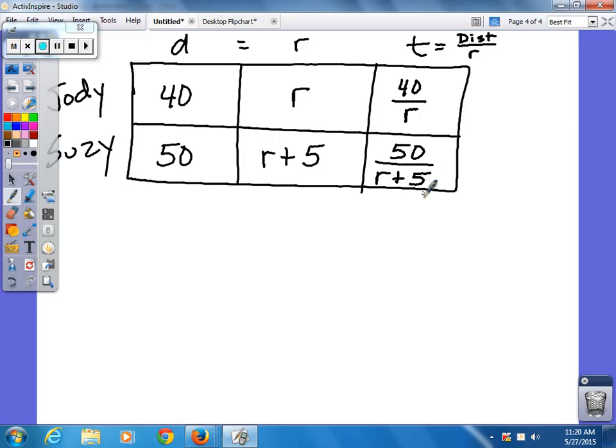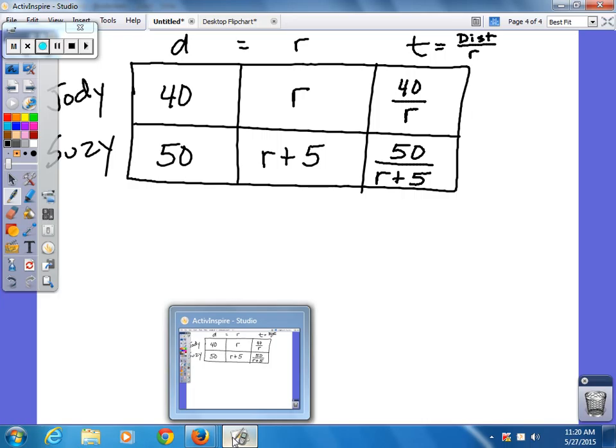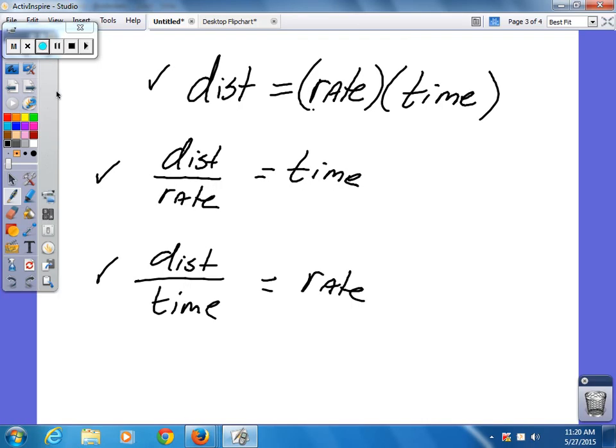Now, with each of your motion problems, you're going to set two equations up to each other. Now, we said that speed was equal to what? So put distance over time is equal to distance over time.